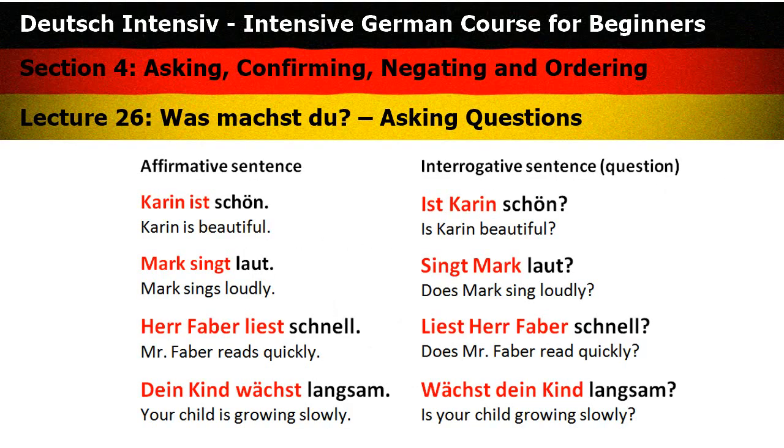In German, it's really easy to form general questions. There are no auxiliary verbs like do, does, or did in English. You just change the order of the subject and the verb, plus the intonation. Now here are some examples.